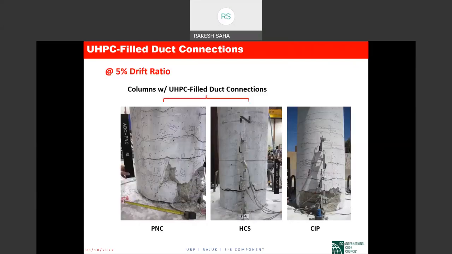In terms of the observed damage, this is under 5% drift ratio. This would be the maximum credible earthquake that would occur on a bridge typically. And on the left side, you see the column where we use grouted ducts and UHPC in the grouted ducts. If you compare the left side and the one on the right, which was cast in place column, you notice that the damage was quite comparable.